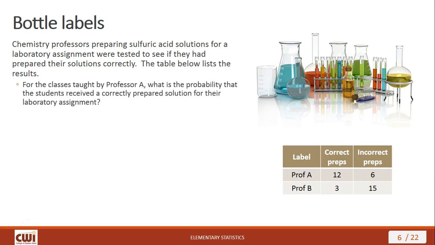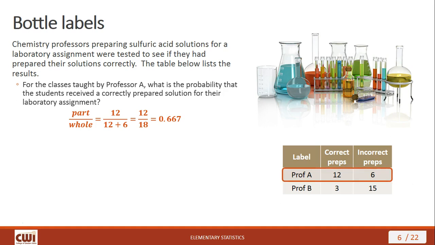So the question is, for the classes taught by Professor A, what is the probability that the students received a correctly prepared solution for their laboratory assignment? Well, we're going to calculate this just as we've seen in the previous lecture. Take the part, divide by the whole. So the part is going to be 12, and the whole will be 12 plus 6.